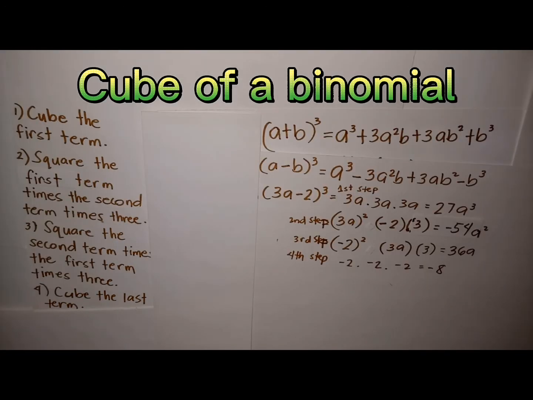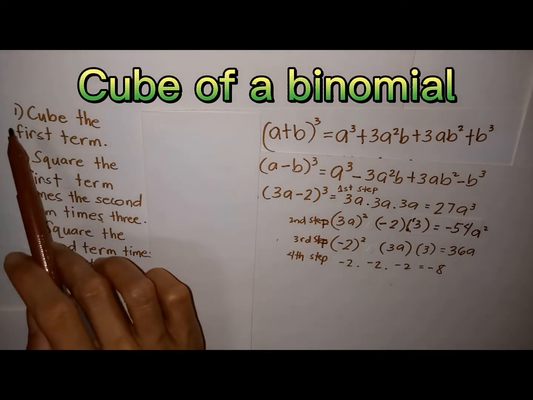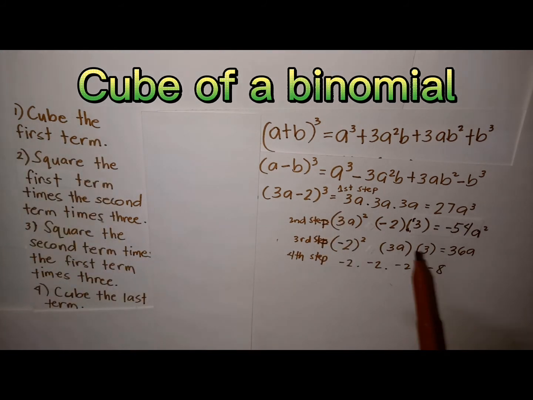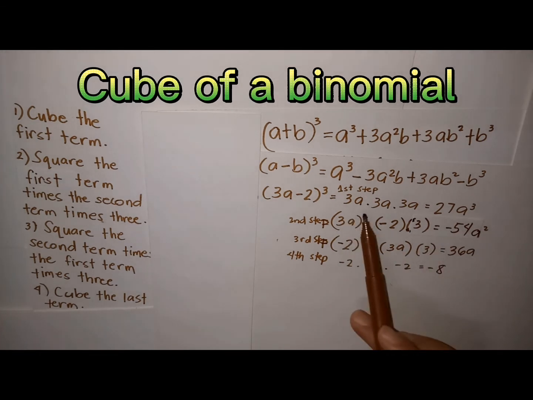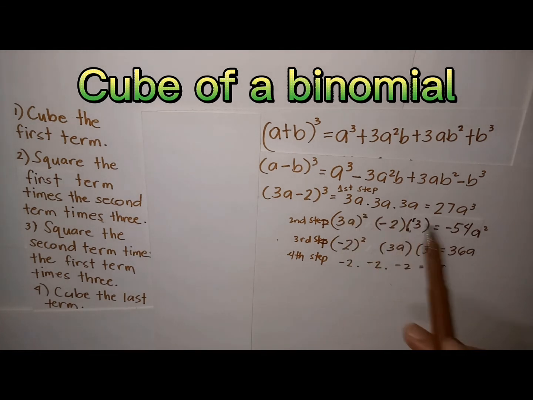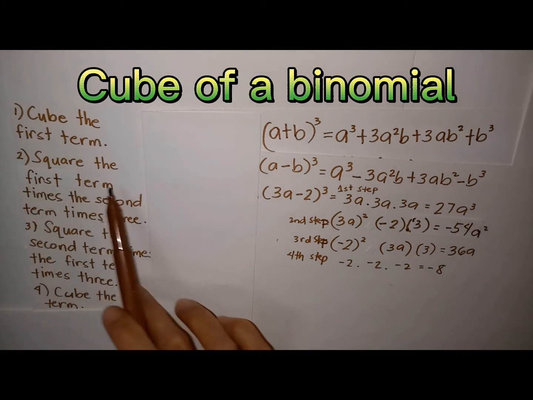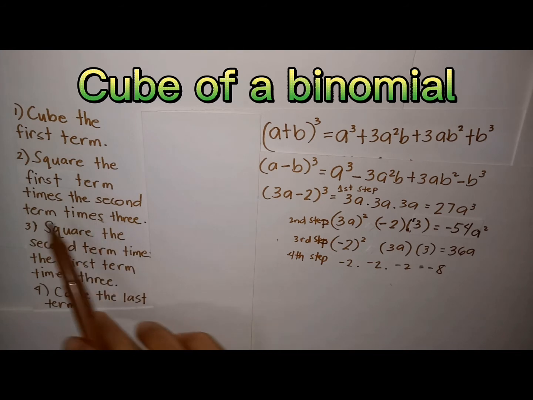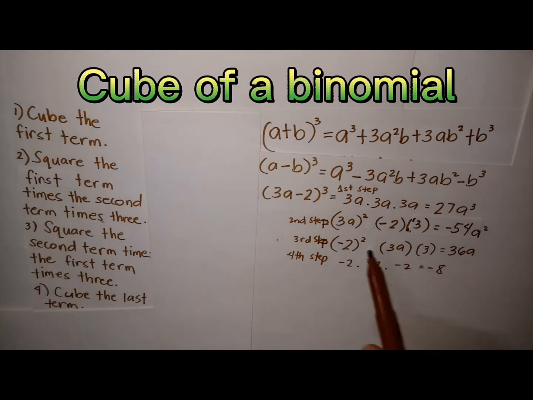For our second example, we have 3a minus 2 cubed. So we have the first step, cube the first term. That means we will multiply the first term 3 times. We have 3a times 3a times 3a. It will give us 27a cubed. Second step, square the first term times the second term times 3. So we have 3a squared times negative 2 times 3 is equal to negative 54a squared.